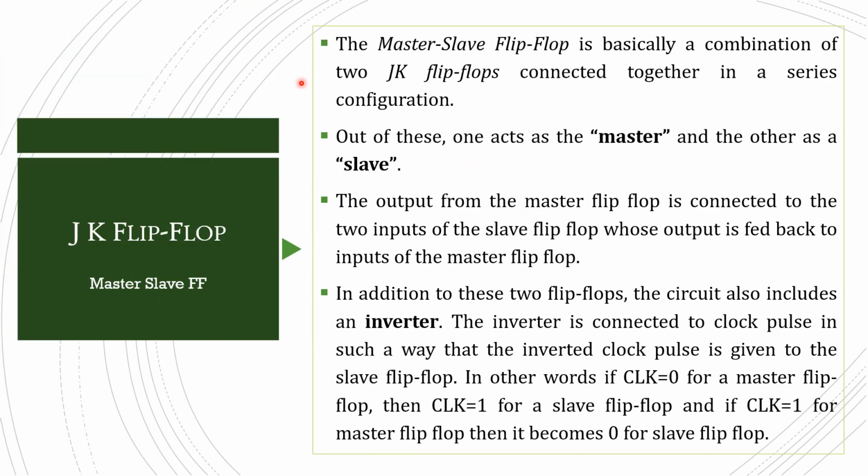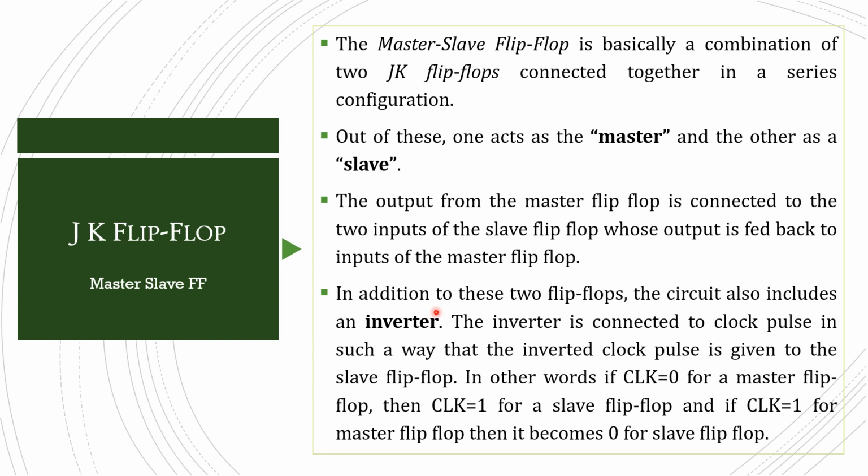To solve this racing problem, we make use of the master-slave flip-flop, which is basically a combination of two JK flip-flops connected together in series. One flip-flop acts as the master and the second one acts as the slave. The output from the master flip-flop is connected to the inputs of the slave flip-flop, and the output from the slave flip-flop is fed back to the inputs of the master.